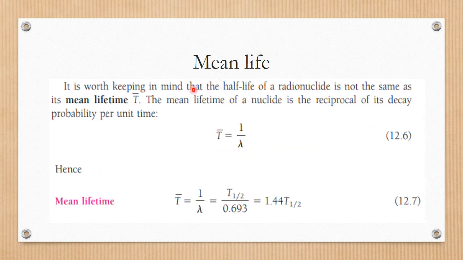Next is mean life. So what is mean life? The mean lifetime T bar of a nucleus is the reciprocal of its decay probability per unit time, so T bar is defined as 1 by lambda. Substituting the equation for T half, T bar equals T half by 0.693, that is equal to 1.44 times T half. This is the relation connecting mean life and half-life. This is also an equation needed for solving problems.